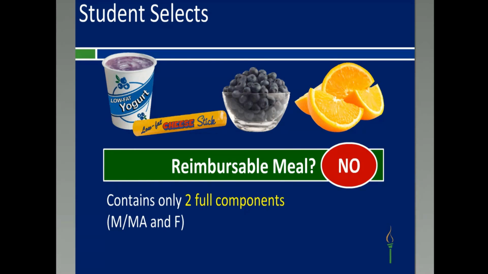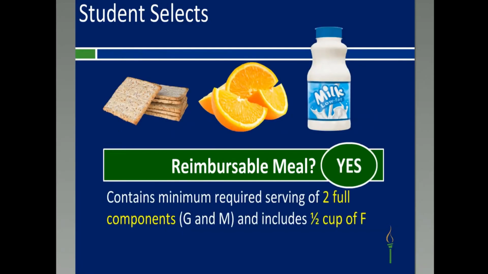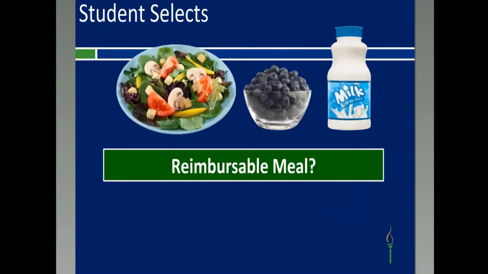Here we have a non-reimbursable meal since the yogurt is 2 ounce equivalents, that is 1 full component, and the blueberries and oranges together equal another component, that is only 2 full components. They would either need to take 1 additional component or a half cup serving of vegetable. Here we have a reimbursable meal since they have the 2-ounce grain equivalent and the 1 cup of milk. Those are 2 full components, and then they selected a half cup of fruit.